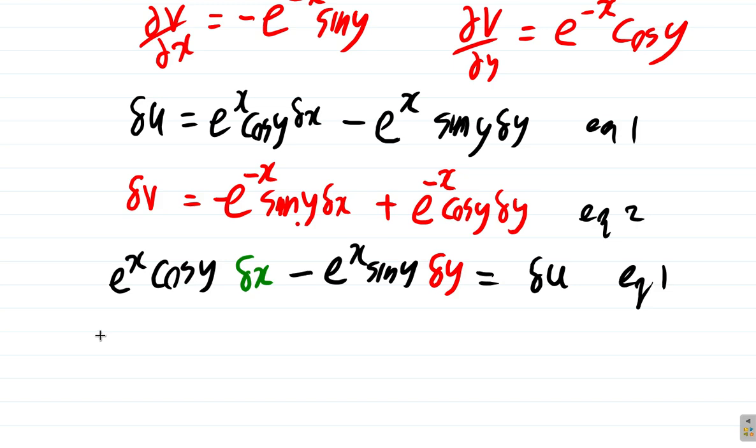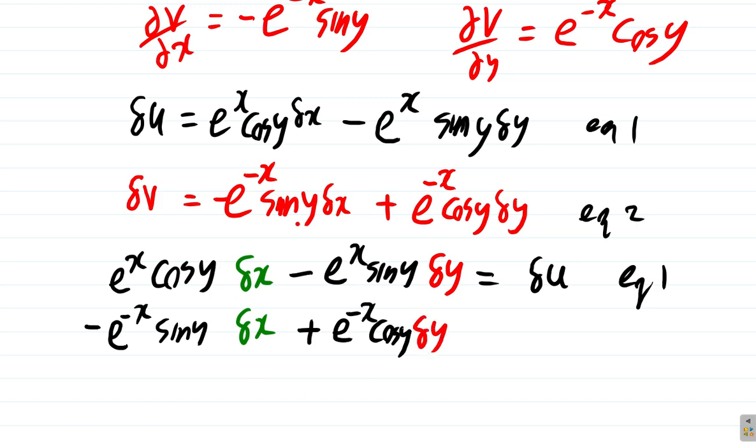This one now. Let's say this is negative e to the x sin y times delta x, plus, it would be plus e to the x cos y times delta y, is equal to the change in v. Alright, this is equation 2.